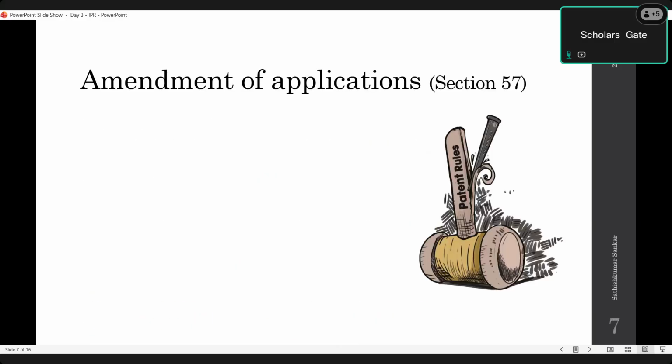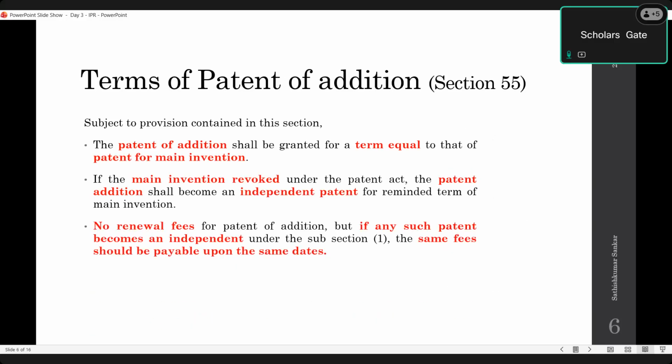So the terms of patent addition I have clearly mentioned here. Subject to the provisions contained in this section 55, they are clearly mentioned. The patent addition shall be granted a term equal to that patent of the main invention. Okay, the main invention, I got the patent within 1 year or 2 years, means that time.